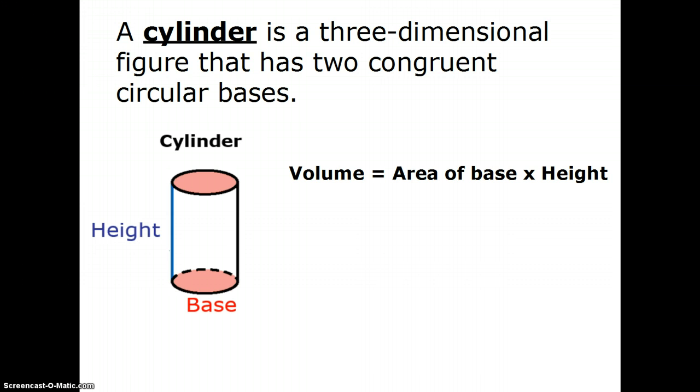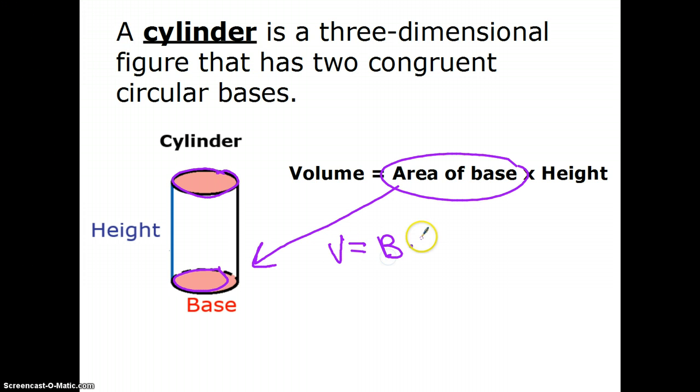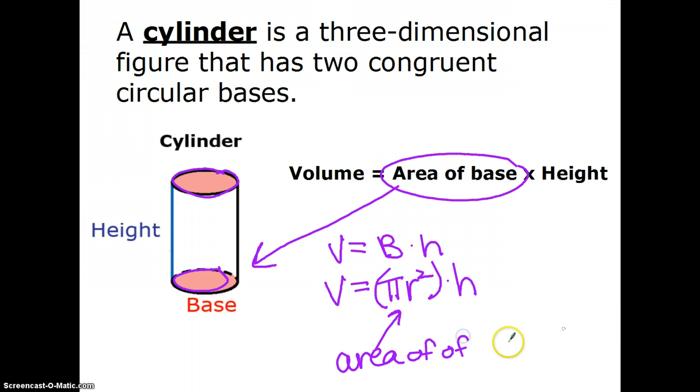So a cylinder is a three-dimensional figure that has two congruent circular bases. Okay, so here is a base and here is a base. And they are both circles and they are both the same. So to find the volume of this cylinder, you need to take the area of the base, which is the area of this circle, times the height. Okay, so if the volume is the base times height, the volume is really pi r squared times the height, since this is the area of a circle. Okay, so the volume of a cylinder in this case is pi r squared times h.